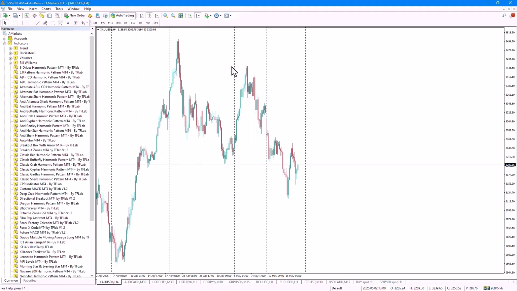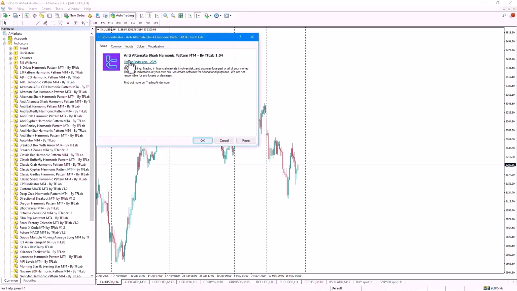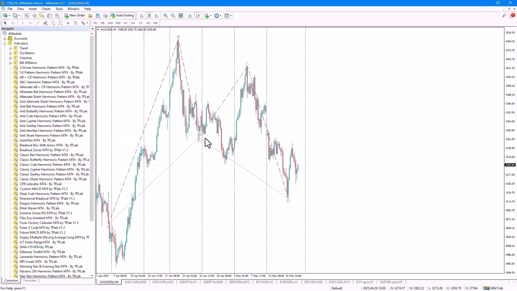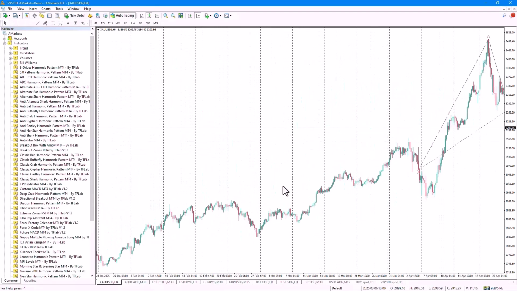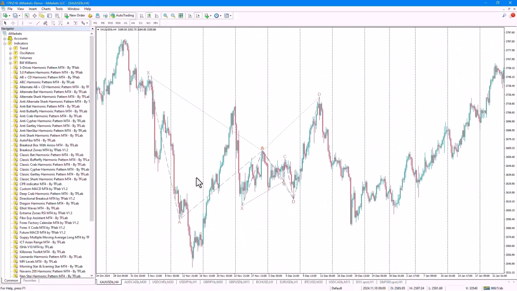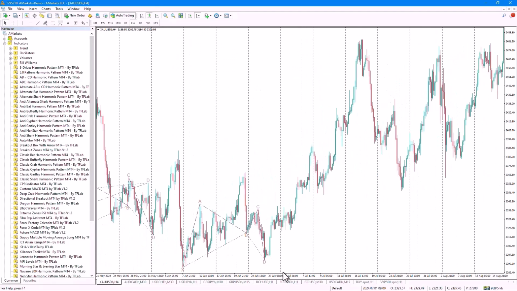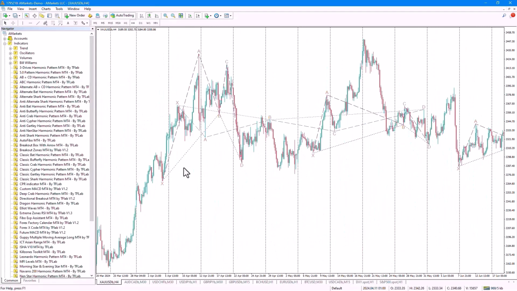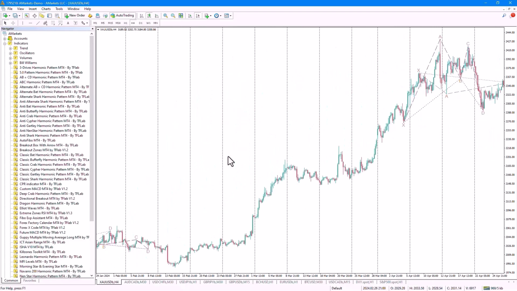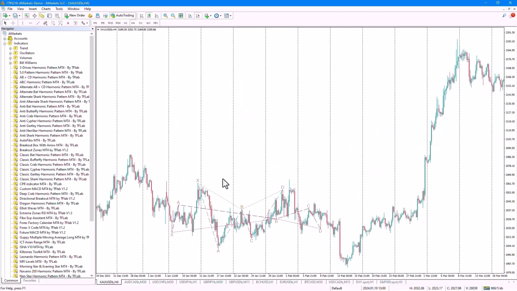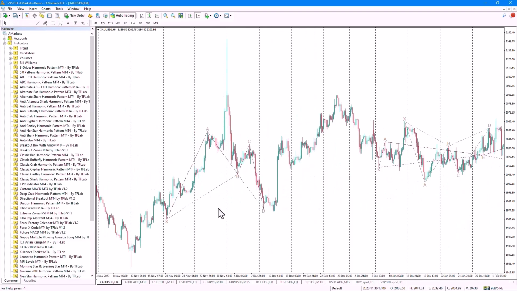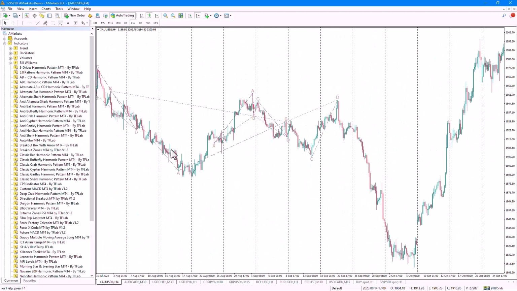From the Navigator section, we select the indicator file, and by dragging the file onto the chart, we run the indicator. Once the indicator is run on the chart, it begins to detect and draw the anti-alternate shark harmonic pattern on the price chart. Traders who are looking to identify this pattern on the chart can use the anti-alternate shark harmonic pattern indicator to detect harmonic patterns.